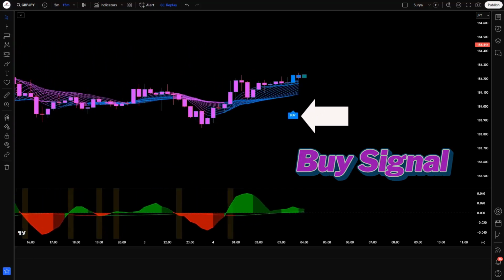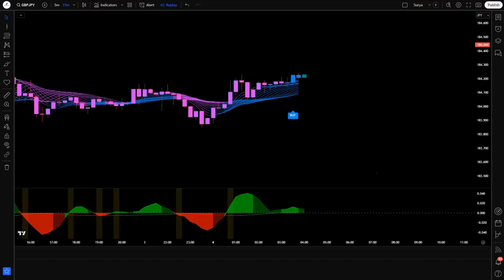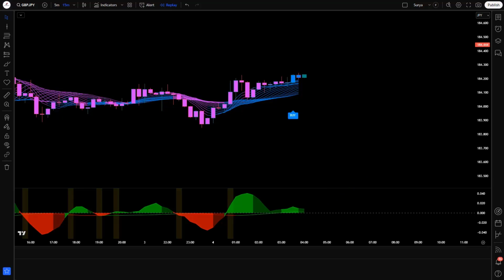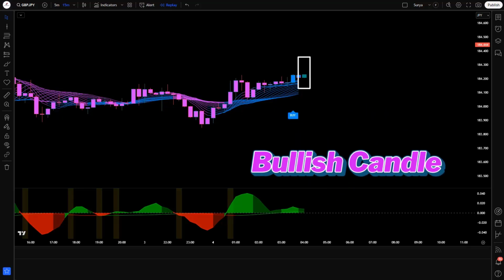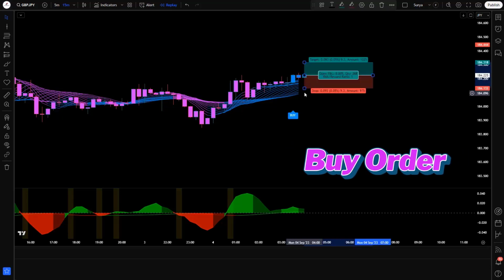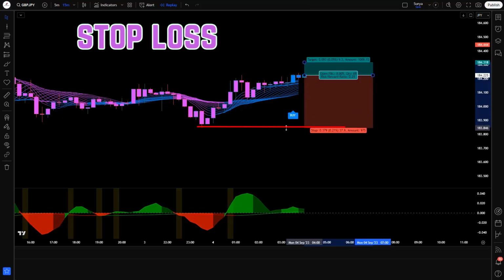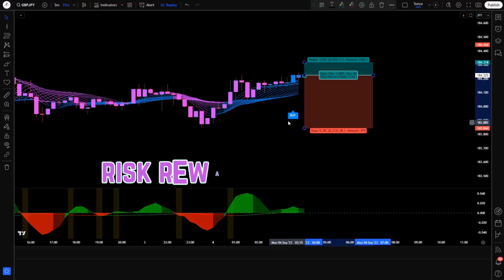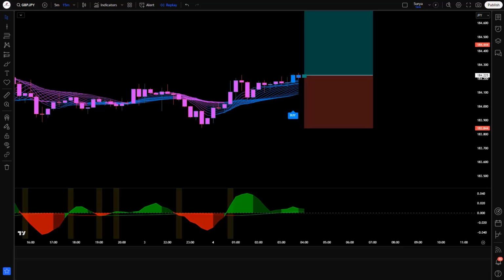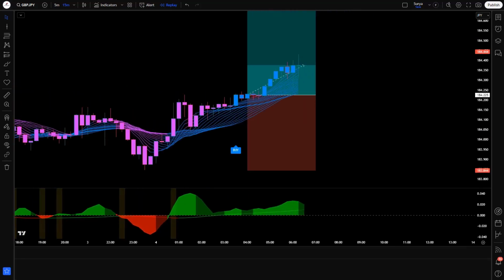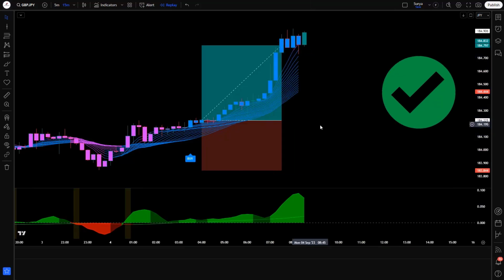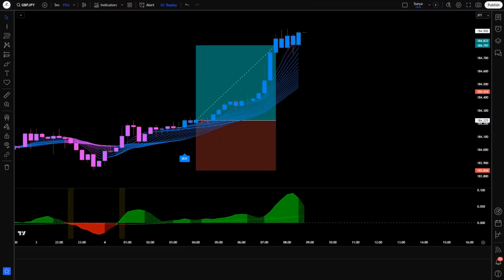When gold digger AI indicator has given buy signal, then bull trading Elliott wave oscillator indicator has formed green area. And market forms a bullish candle. So all these conditions are met, so we have to take buy order, and our stop loss should be placed at previous low of the market. And risk-reward ratio will be 1 to 1.5. Let's see what happens to our trade. Our trade is running in profit. We have won the trade. Let's find the next trade.